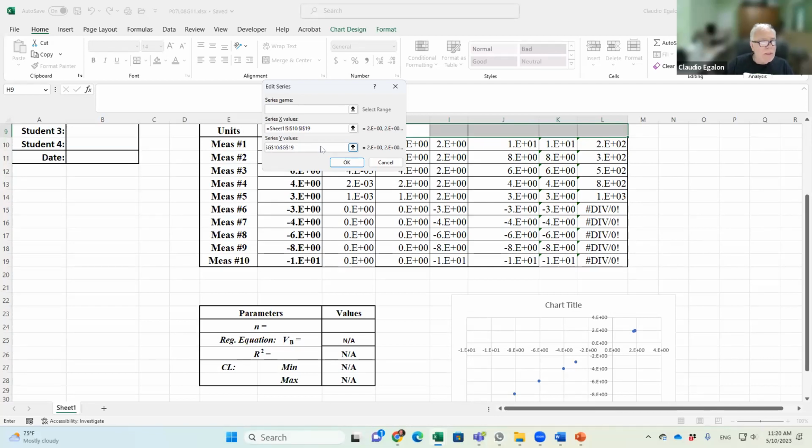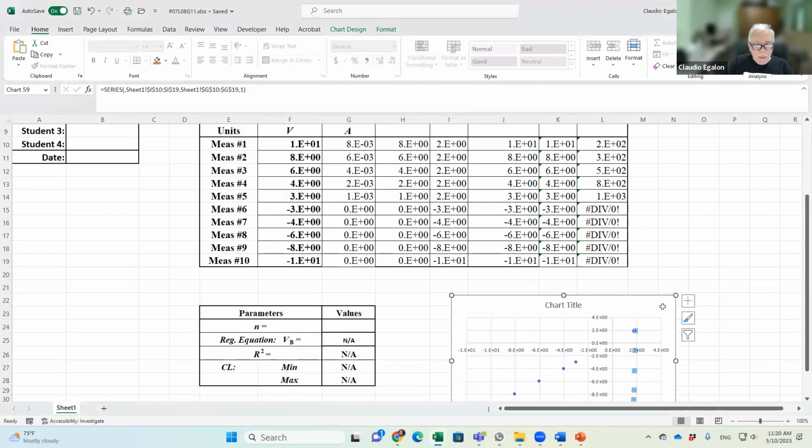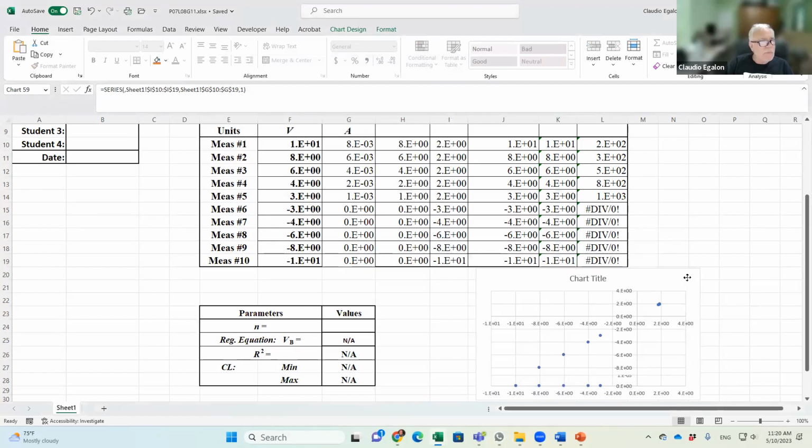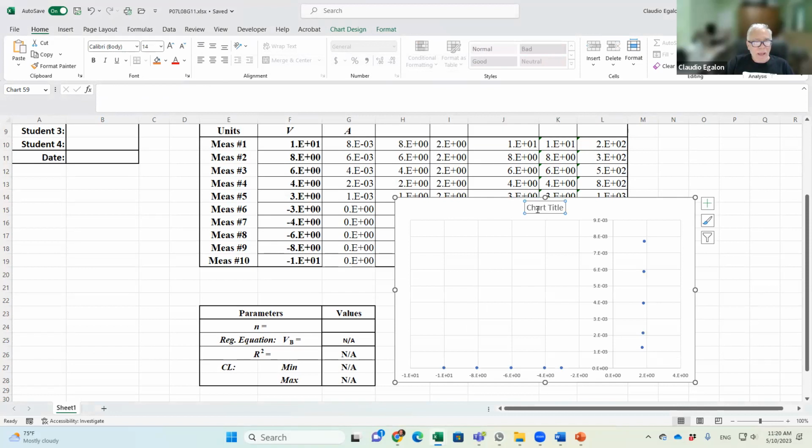Here you go. No, there's something wrong here. Oh yeah, I got it. I got the other one. This is I versus VD, okay? And that's how we usually plot a graph for a diode.